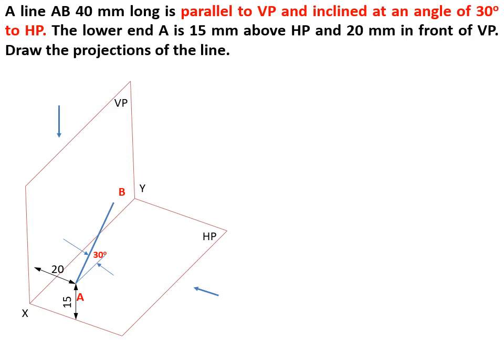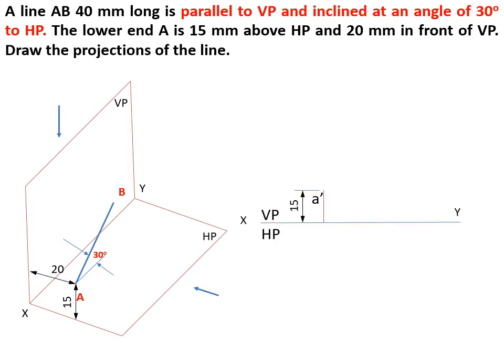The lower end A is 15 mm above HP and 20 mm in front of VP. It is clearly given that the lower end of the line is A. You can see clearly the inclination of 30 degrees in the front view, but in the top view you can see the line, though you may not be confident about the inclination. So in the front view, you can clearly see the inclination of line AB as 30 degrees. Line AB is 40 mm long and inclined at 30 degrees. Whenever you are solving an inclination problem, first complete the inclined view position. Here it is the front view that is the inclined view.